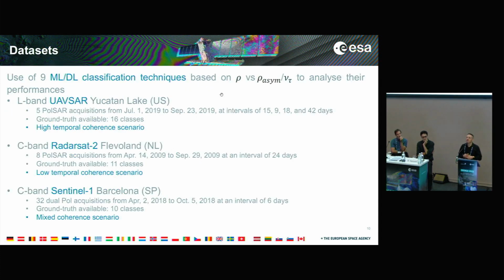So in order to show the information content of these terms, we will use classification. But bear in mind that here, we don't really care about classification. For us, classification is just a tool to show the information content. So we are using 3 data sets. First, a UAVSAR data set at L-band, a temporal series of 5 images that refer to a high temporal coherence scenario. Then a low temporal coherence scenario, in which we have 8 PolSAR images with RADARSAT-2 in Flevoland, in the Netherlands. And finally, we also apply that to Sentinel-1 data. In this case, we have 32 dual-pol images over Barcelona, in Spain. And in this case, it's a mixed coherence scenario.